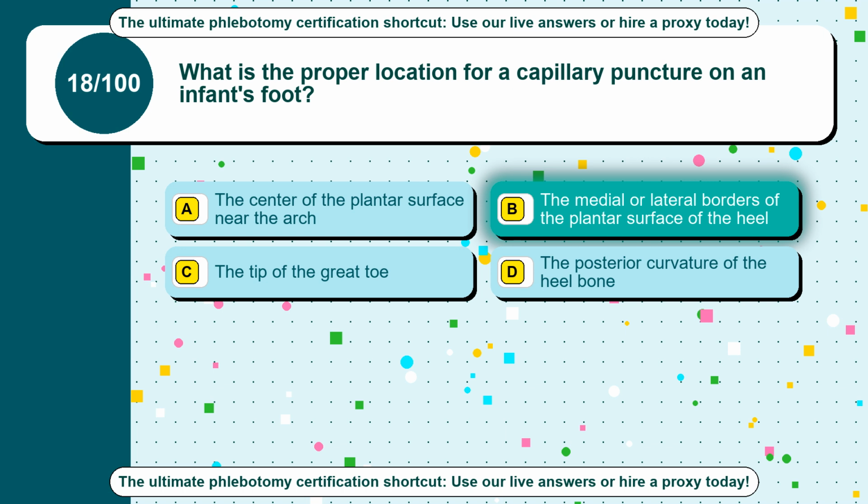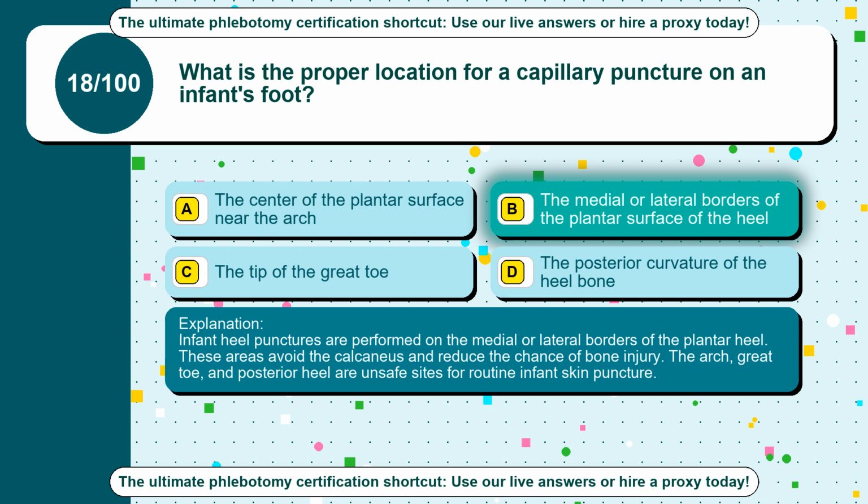The correct answer is option B. The medial or lateral borders of the plantar surface of the heel. Infant heel punctures are performed on the medial or lateral borders of the plantar heel. These areas avoid the calcaneus and reduce the chance of bone injury. The arch, great toe, and posterior heel are unsafe sites for routine infant skin puncture.